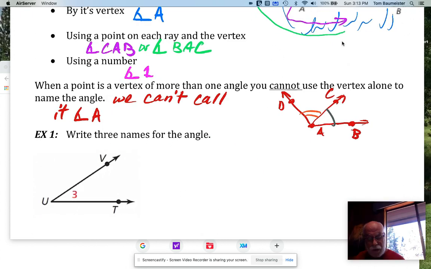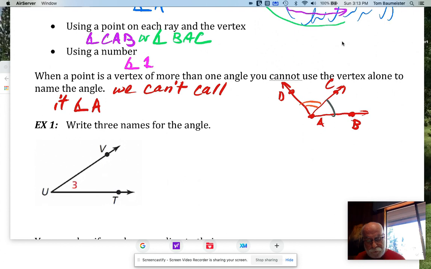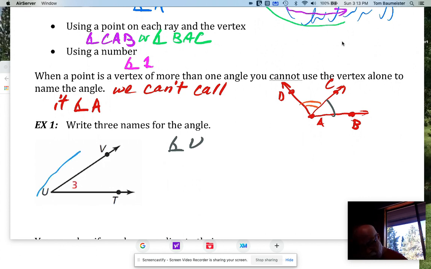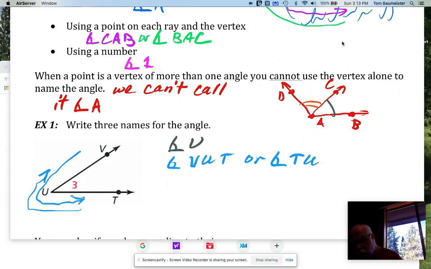Our first example here: write 3 names for the angle. Based on what we just said, we could call this by its vertex, angle U. We could call it by its 3 points, angle VUT. Or again, we could go the opposite direction and call it angle TUV. And again, we could also call it by its number. In this case, it would be angle 3.